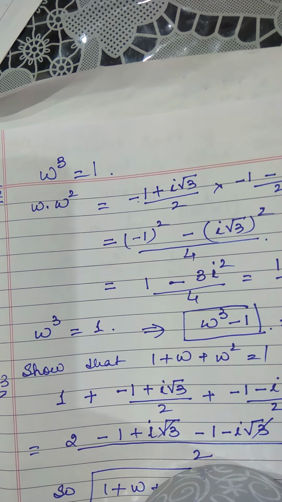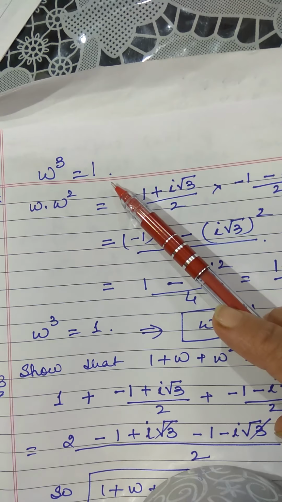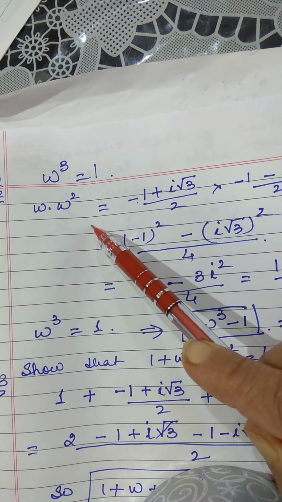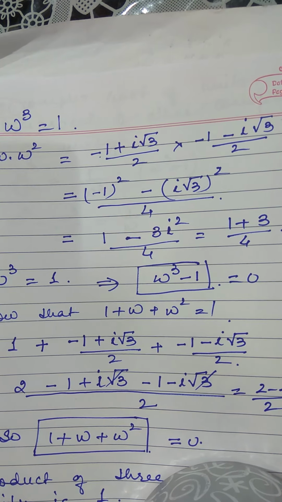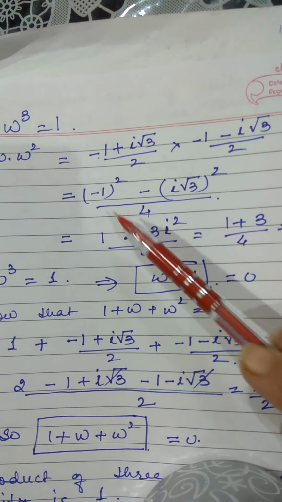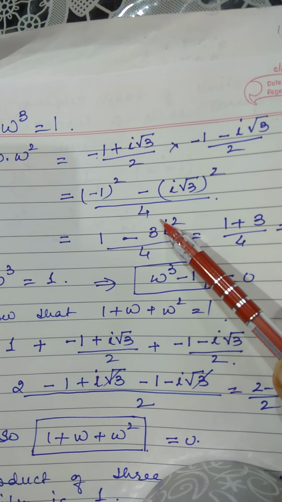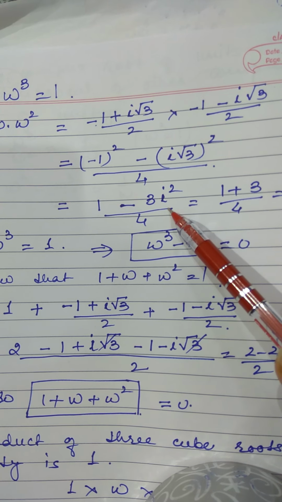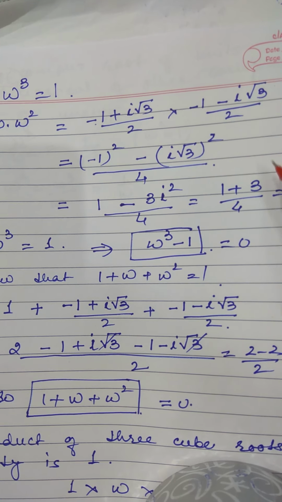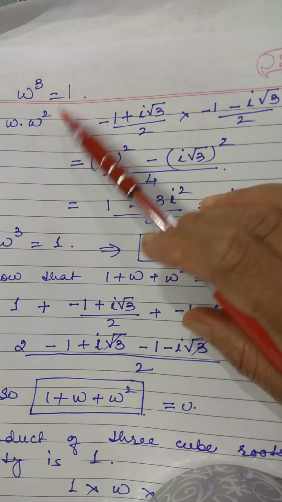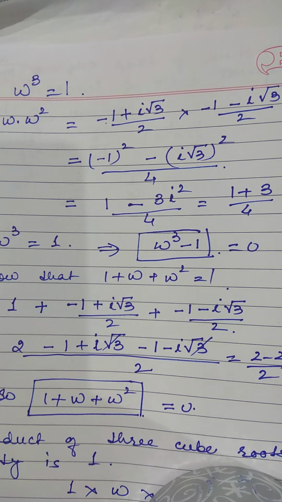Second is omega cube is 1. So let's take omega cube as omega into omega square. That is, we are finding the product of two complex roots of unity. So this is (a + b) into (a - b), which is a square minus b square upon 4. This is 1 minus 3 iota square, so this is 1 plus 3, 4 upon 4 is 1. So a very important property is omega cube is equal to 1.